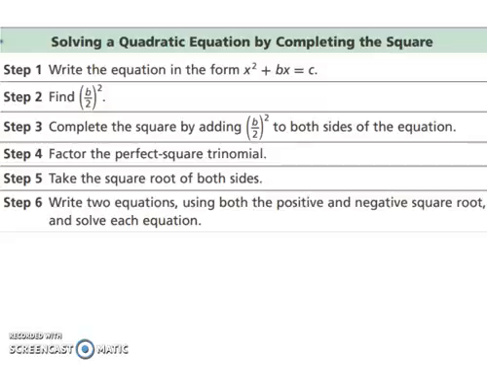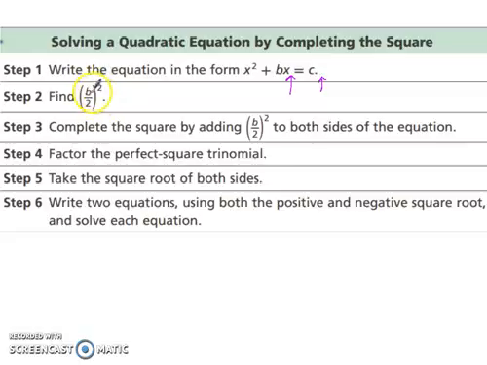Solving a quadratic equation by completing the square. Step 1. Write the equation in the form x squared plus bx equals c. We want this c on the other side because we're going to get a new c value that we're going to add to both sides of the equation. Because remember, whatever you do to one side, you have to do to the other.